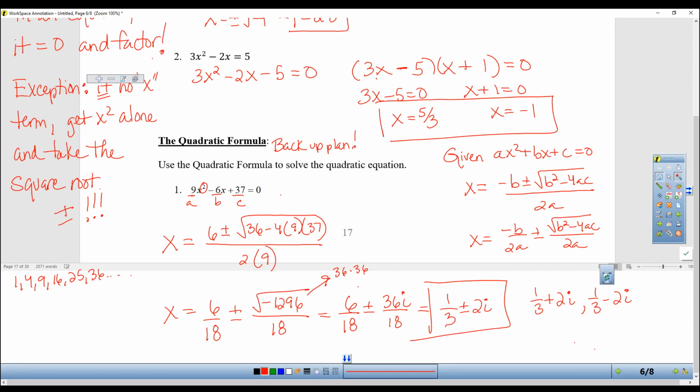Would the quadratic formula have worked even if it was factorable? Absolutely. But now that we see the negative under the radical, we are definitely sure we could not have factored it.